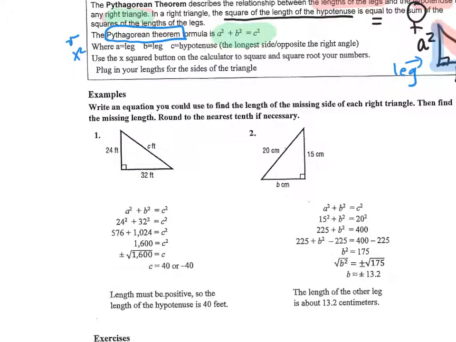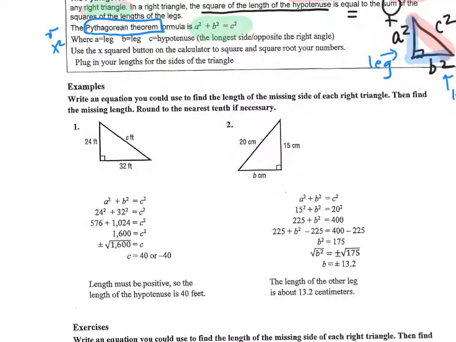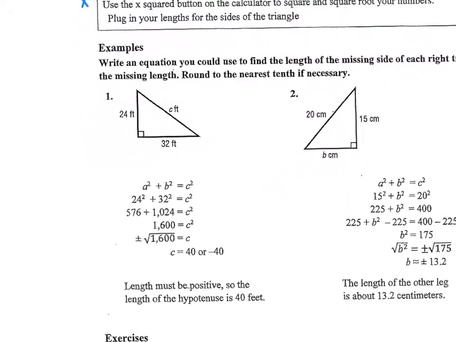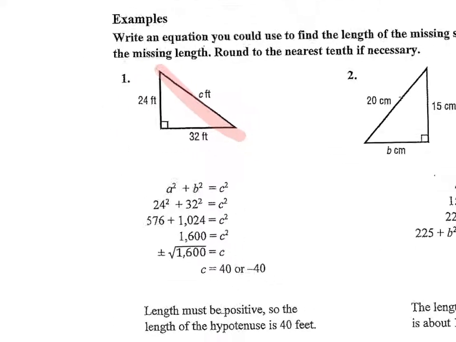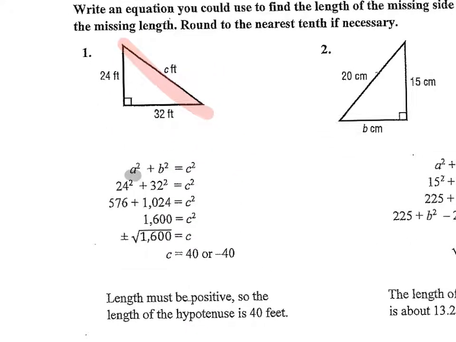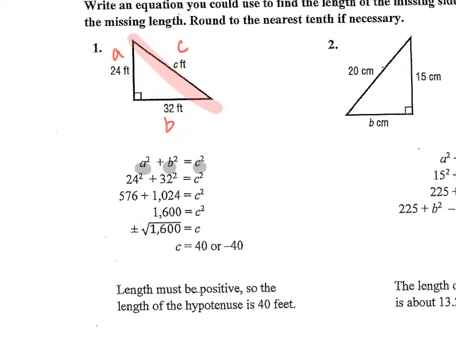So example 1: write an equation you could use to find the length of the missing side of each right triangle, then find the missing length. So for number 1, we're missing our hypotenuse. So just like we did here, we're going to plug that in. So a squared plus b squared equals c squared, and we're going to plug in what we know. Okay, so we've got a, b, and c. B for base, c is always the hypotenuse, and a is your other leg. Okay, then we're going to plug those in.